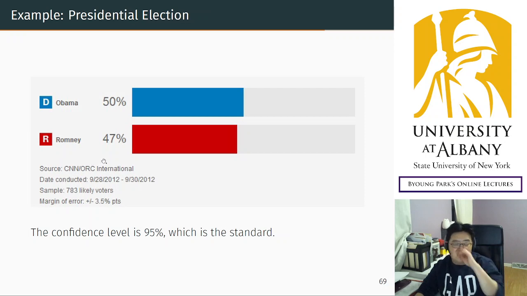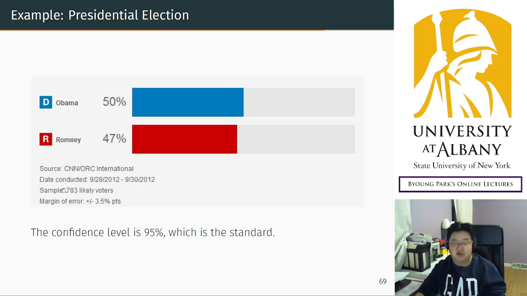What I want you to focus on here is simply the percentage. We would like to estimate the percentage of votes for Obama. Here, the margin of error is plus or minus 3.5 percentage points. This margin of error is exactly the margin of error we learned in this chapter. And the sample size is 783 likely voters.